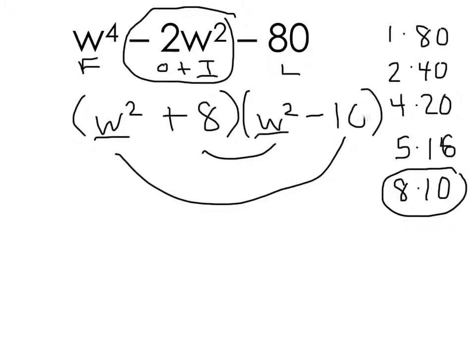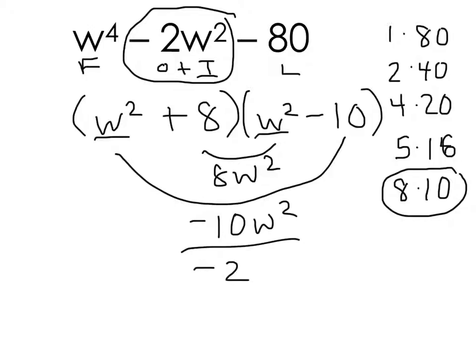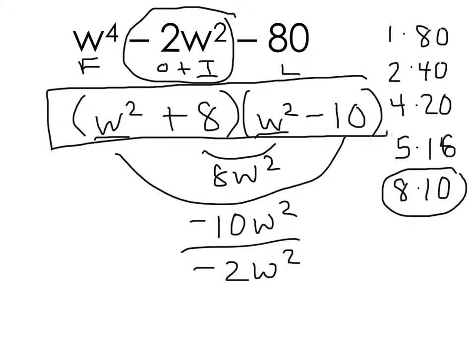So is the 8 positive or negative? If we make the larger number negative, we get 8w squared minus 10w squared. That will make our answer negative. And we want negative 2w squared. So that's it. That is our solution. W squared plus 8 times w squared minus 10.